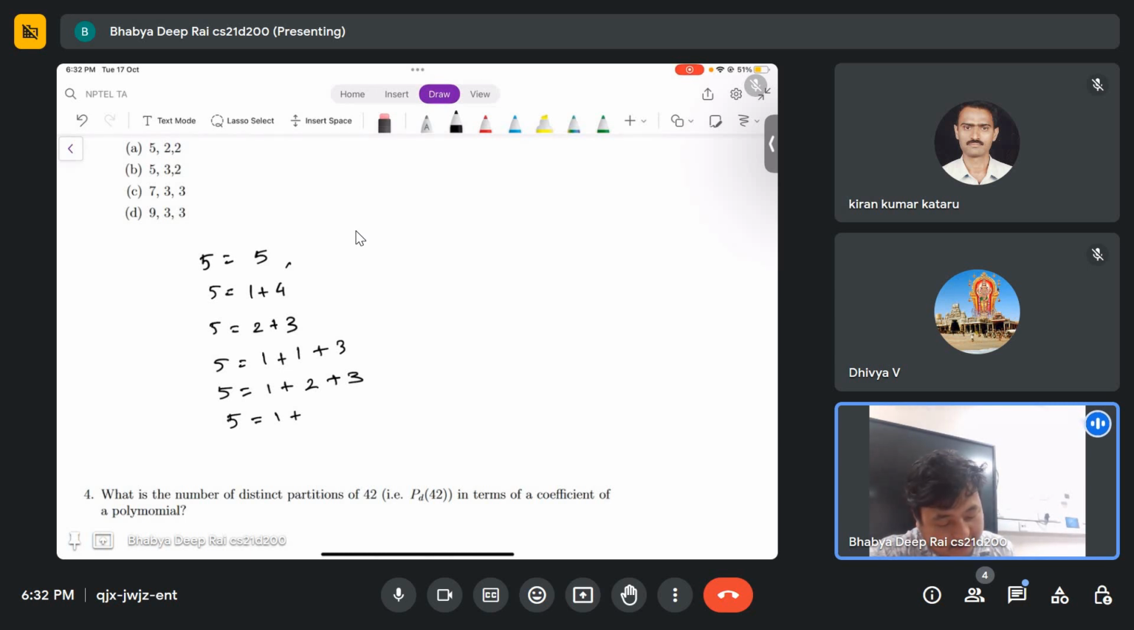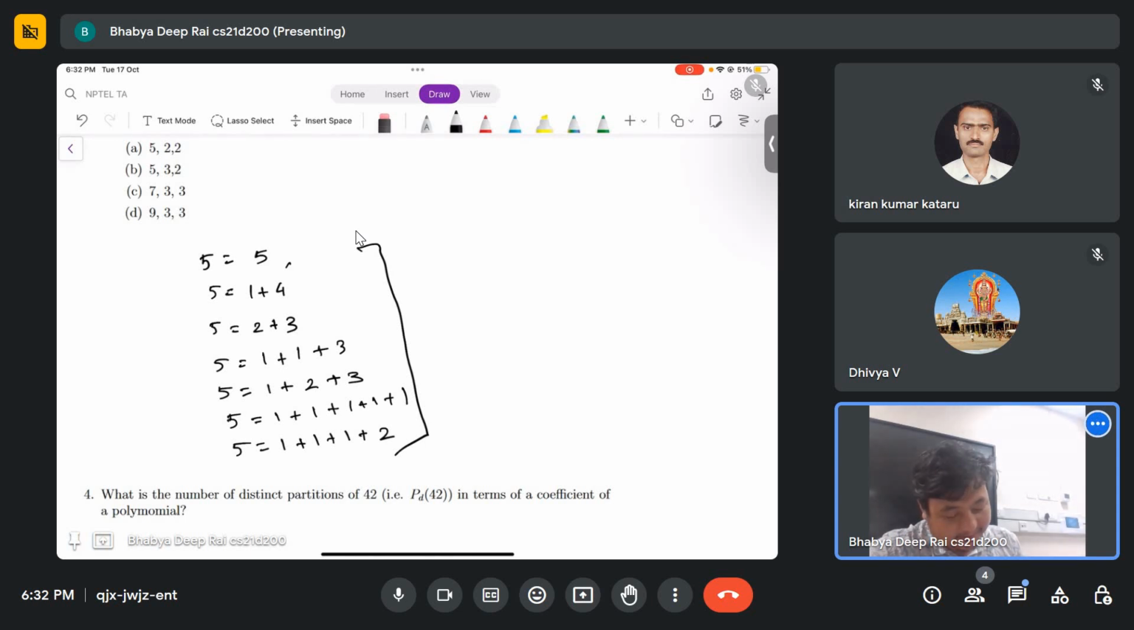2, 3, 1 plus 1 plus 1 plus 1 plus 1. Okay. This is another partition. And I think we need one final partition. 5 equals 1 plus 1 plus 1 plus 2. And if you observe, you cannot create more partitions. This is all you can create. And how many are there?